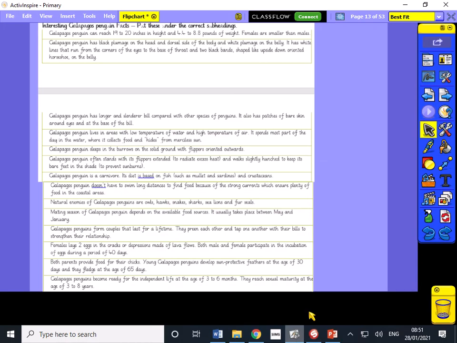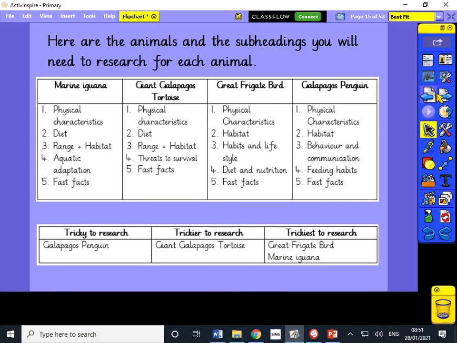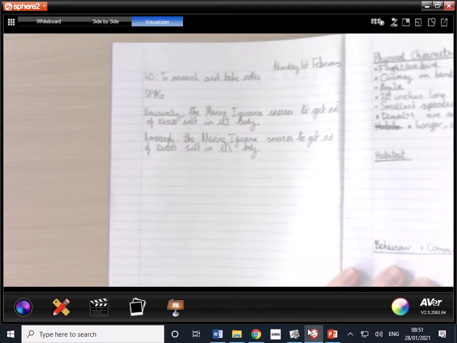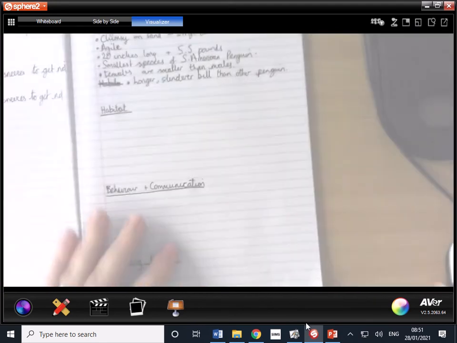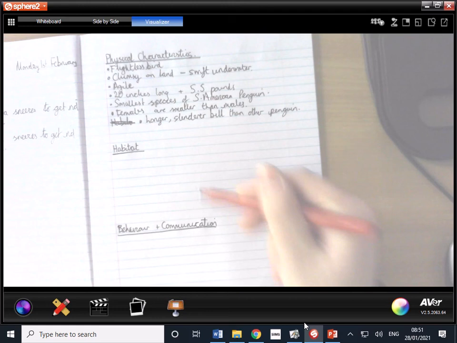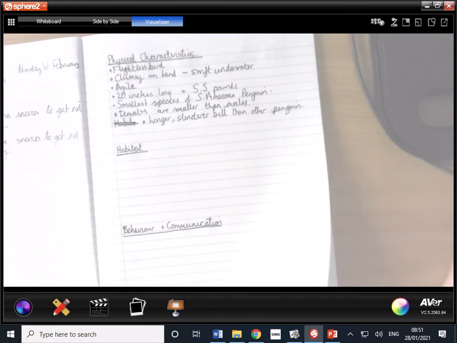Okay, right. So that's all you're doing for today's lesson. And just to finish off, you don't have to do the Galapagos penguin. You can choose any one of these that you like. And the work I should see in your book should be set out like this, with the date and the learning objective and then the SPAG, and then each section with a few notes in each one.